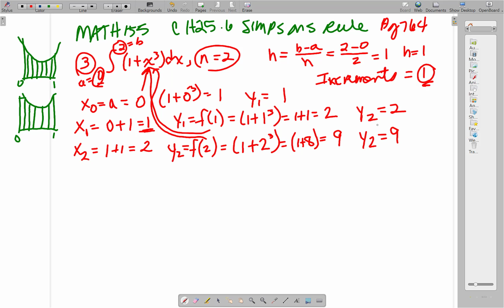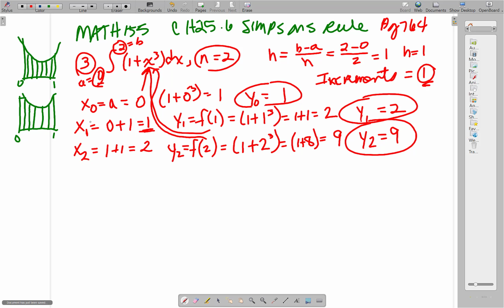I see that I have an error there. So we have y sub 0 equals 1, y sub 1 equals 2, and y sub 2 equals 9. Oh my goodness, I apologize for that. The labels should match the x's. So we have our three values.